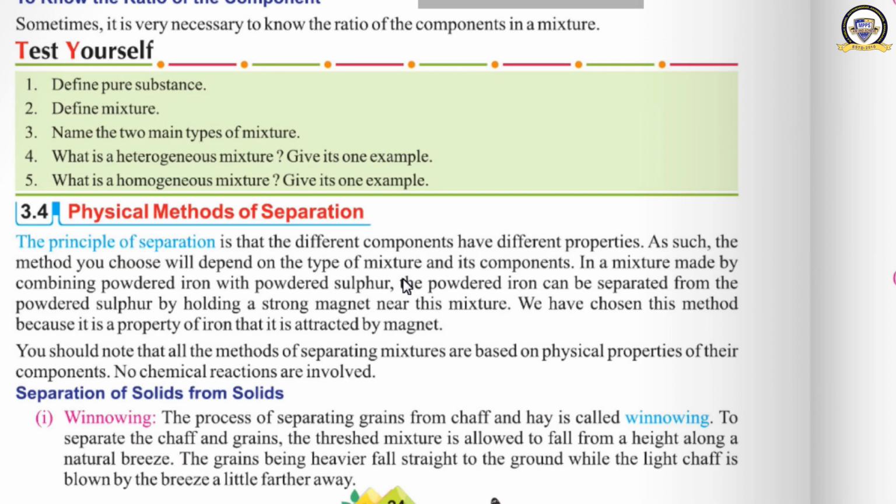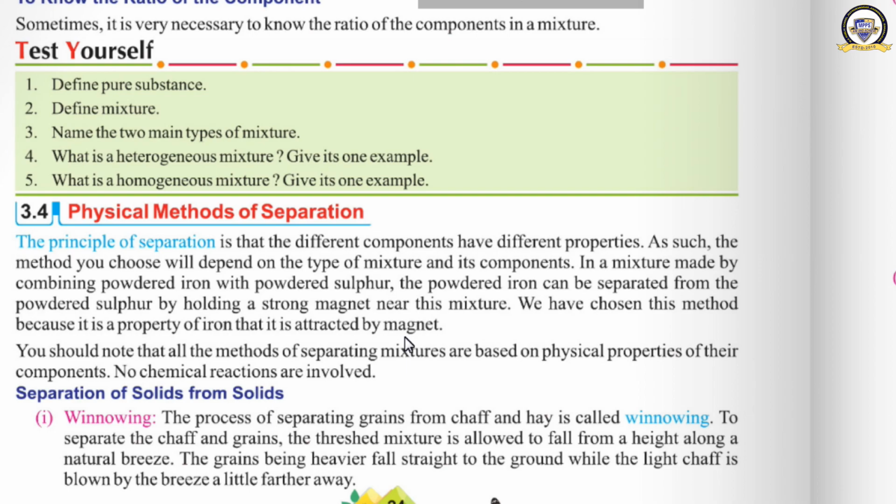All right, in a mixture made by combining powdered iron with powdered sulfur, the powdered iron can be separated from the powdered sulfur by holding a strong magnet near this mixture. We have chosen this method because it is a property of iron that it is attracted by a magnet.